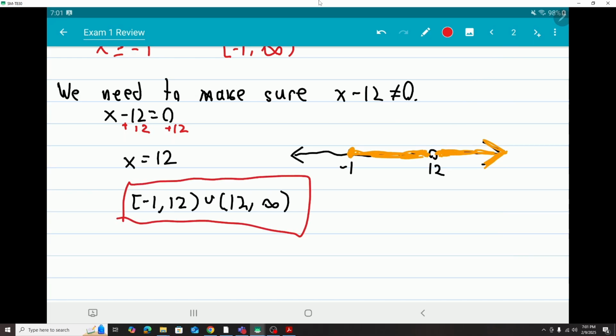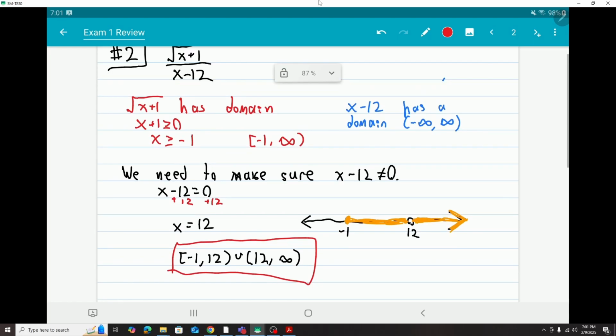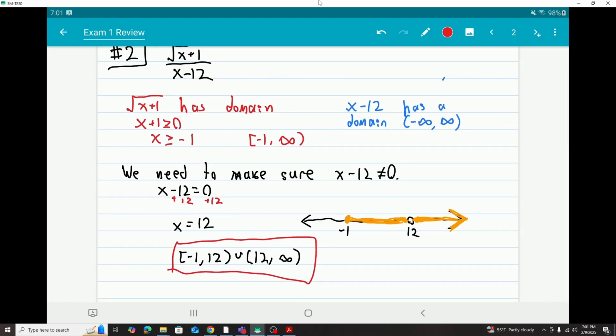And that gives me my interval for that function. So when you're finding the domain of a fraction, you absolutely need to make sure the denominator is not 0, but you also have to be careful that the numerator is well defined too.